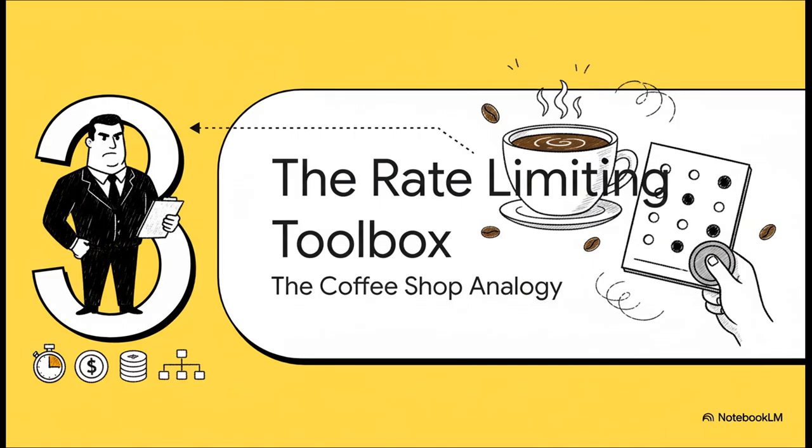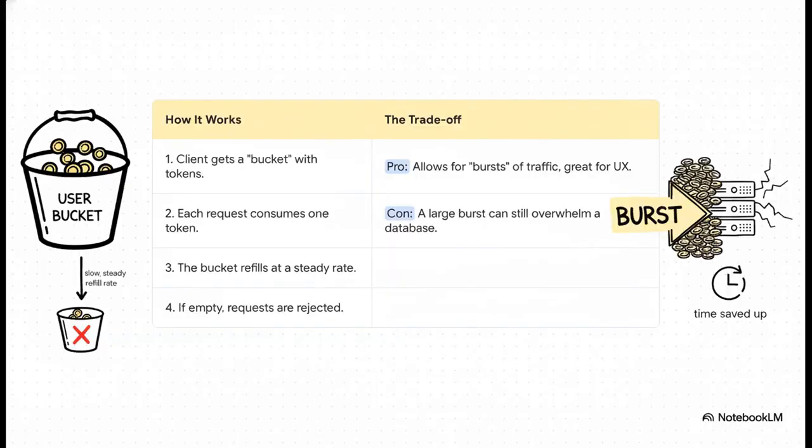Okay, so we're all agreed we need a bouncer. But what kind of bouncer are we hiring? Turns out there are a few different types, or algorithms, and each one has its own special skills. So first up, let's talk about the token bucket. And the best way to think about this one is like a coffee shop punch card. The logic here is super simple.